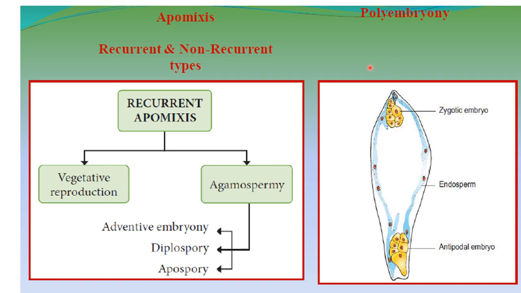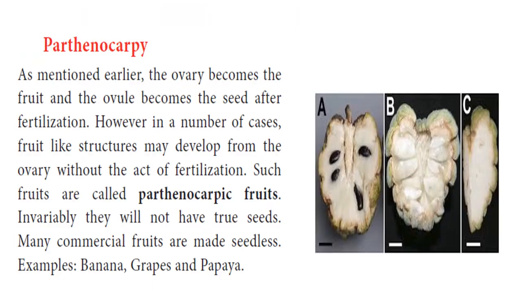These are the other processes seen in plants apart from fertilization and the formation of a normal seed. Seedless grapes, papaya, banana all develop without true seeds. We know that seedless means these fruits don't have any true seeds. How are these developed? By a very interesting process called parthenocarpy.